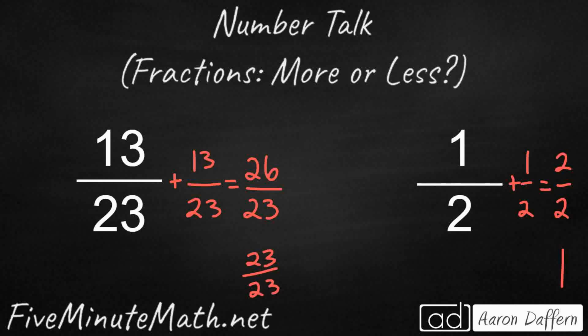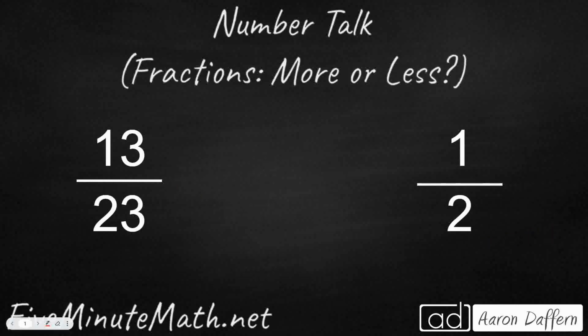So I'm thinking that 13/23 is going to be greater than 1/2, simply because when I double it, that 26/23 is greater than 1 whole. And I know when I double 1/2, I simply just get 1 whole evenly. Now, is there another way to think about this?